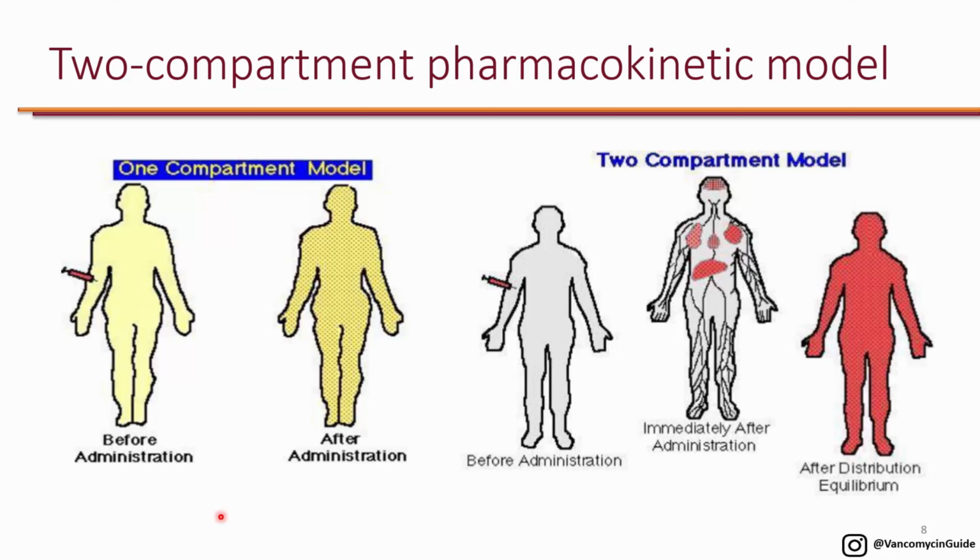Although vancomycin is also hydrophilic, it actually has the ability to distribute into tissues. So it can actually penetrate different tissues. Therefore, vancomycin shows a two-compartment model. So one compartment is the central compartment, which is basically circulation. And then the second compartment is when vancomycin goes from the central compartment to the peripheral tissue. So the peripheral tissue is that second compartment.